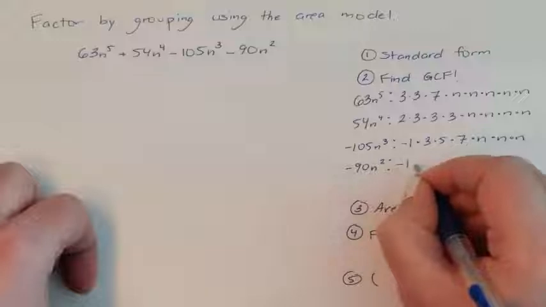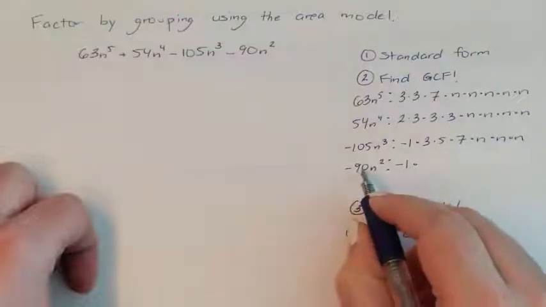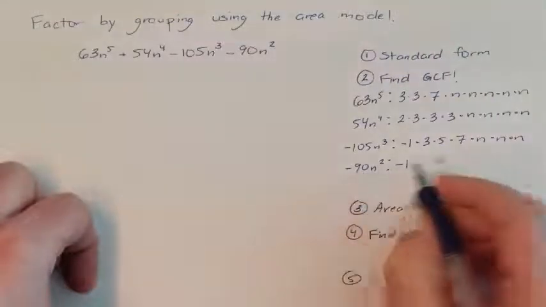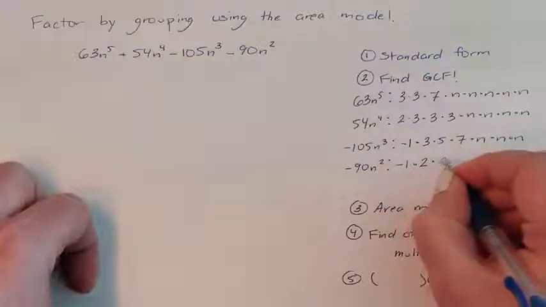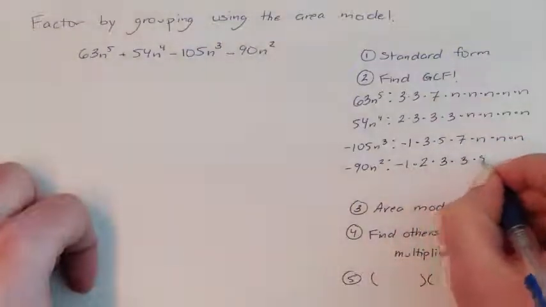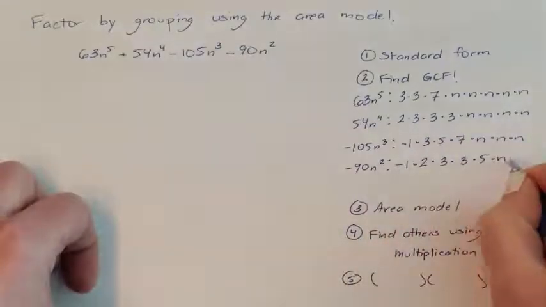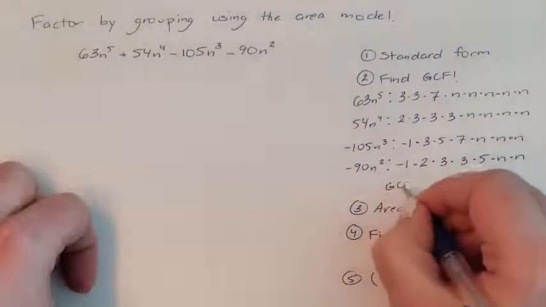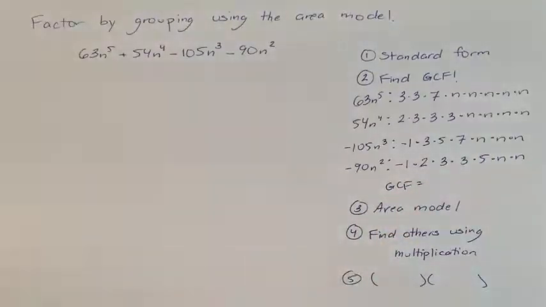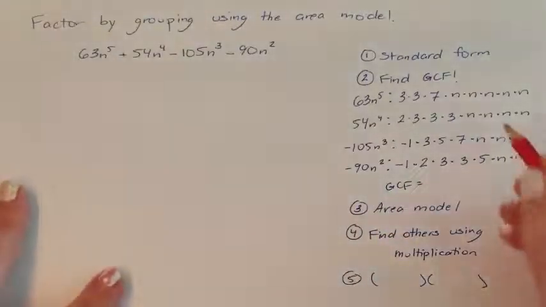The only number allowed to be negative is -1, and then 90 is going to be 3 times 30. So 2 times 3 times 3 times 5 would end up being that. And then n squared is n times n. So now I am going to look for a GCF. I'm looking to see what they have in common.